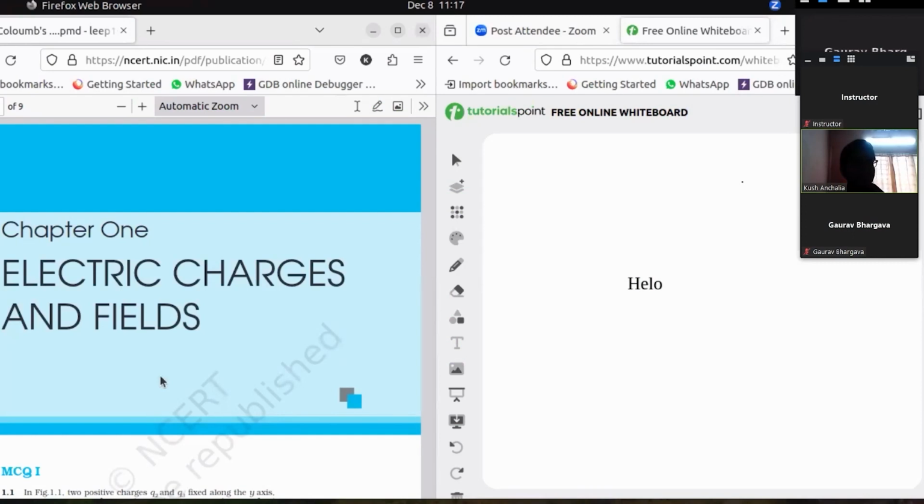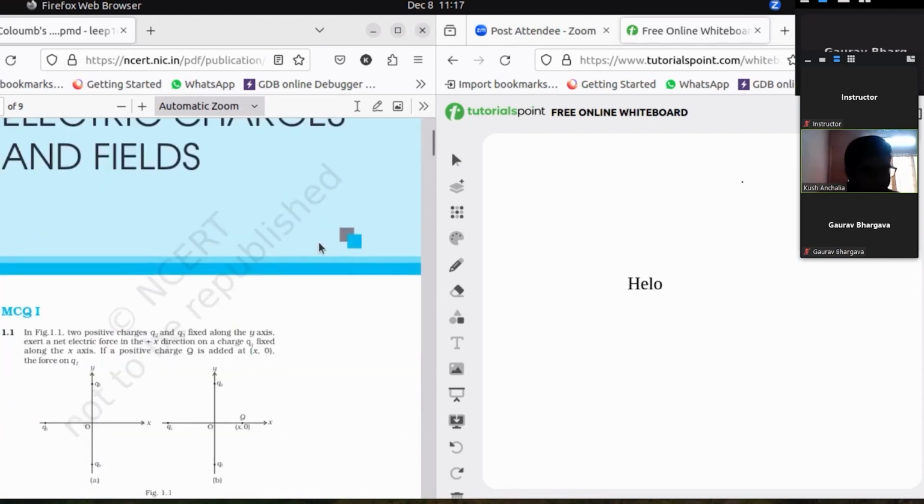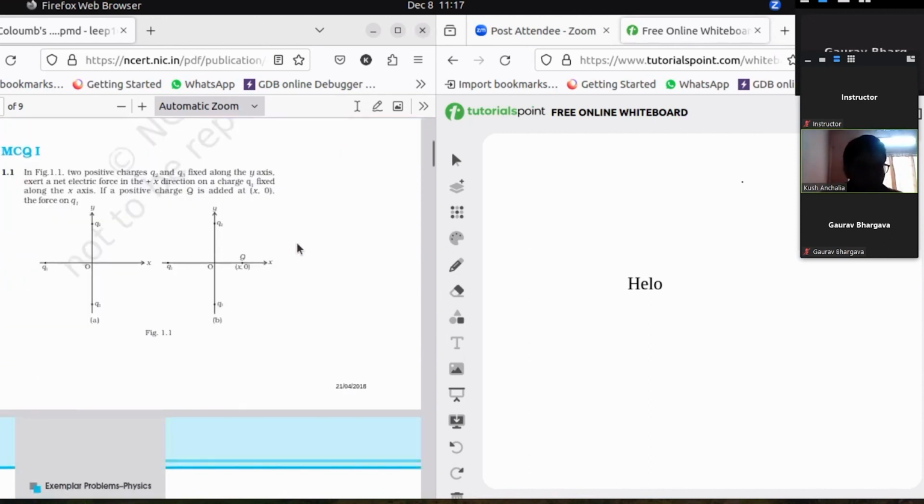Today we will be discussing the NCERT Exemplar of chapter 1 of physics, that is electric charges and fields. We'll be directly starting with the questions, MCQ 1. Let us first read this question.